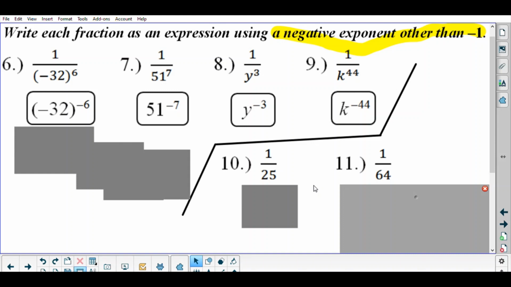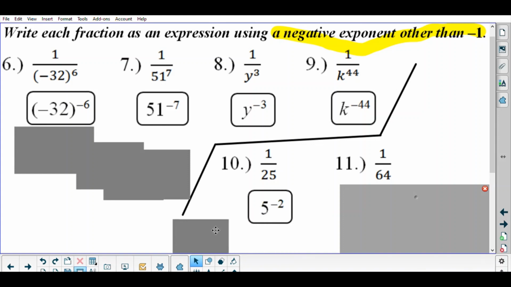All right, I hope you already hit pause and did 10 and 11 on your own. Here's number 10. You can't do 25 to the negative first power because the directions said you couldn't. So what else could I take to a power to get 1 over 25? Here it is, 5 to the negative second power. Think about this. 5 to the positive second would be 5 times 5, which is 25. So to get the fraction of 1 over 25, it's going to be 5 to the negative second power.